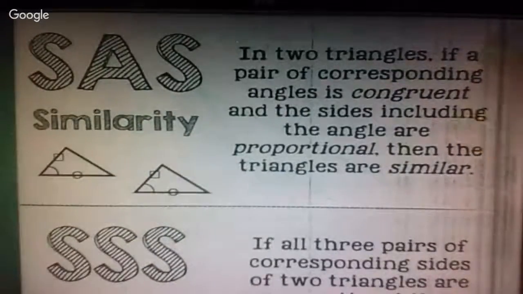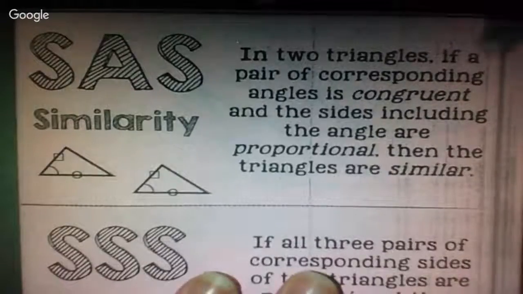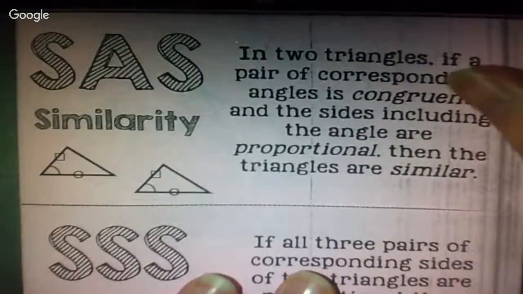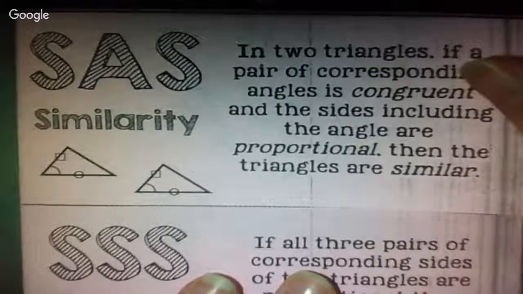Okay. The second one, to prove that triangles are similar. If I only know one angle, that's fine. But if I know one angle, I need to know two sides. So it says if a pair of corresponding angles are congruent and the sides are proportional, then the triangles are similar. So notice it's SAS again, but this is SAS similarity.